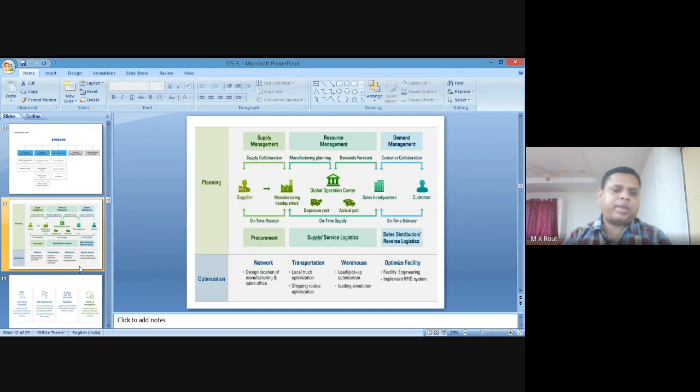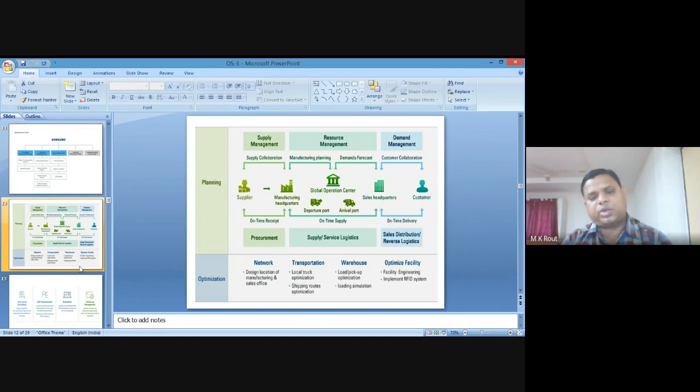So what are the optimization conclusions? The optimization conclusion is network first. The second is transportation. The third one is warehouse, and the last one is optimized facilities. In case of network, that is the design location of manufacturing and sales office.